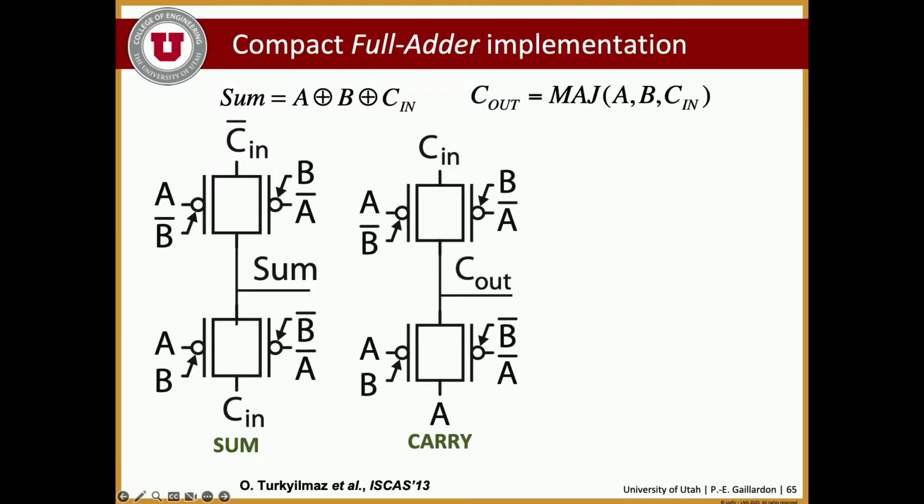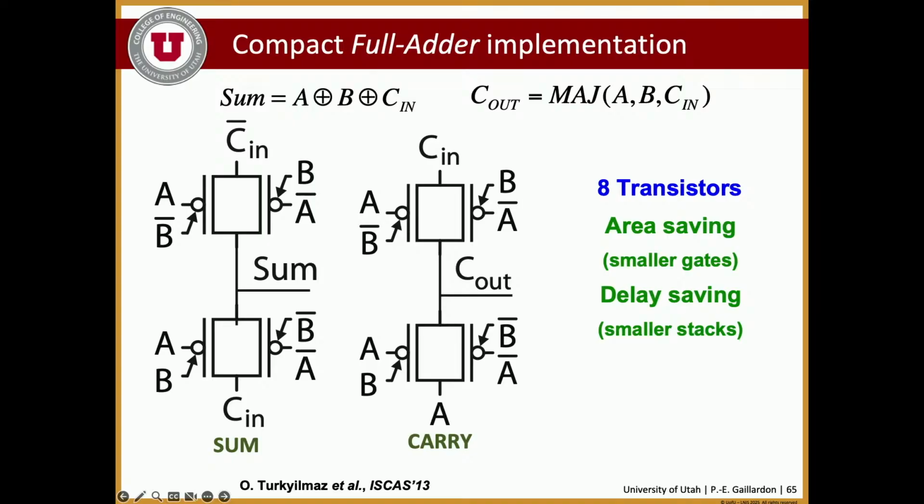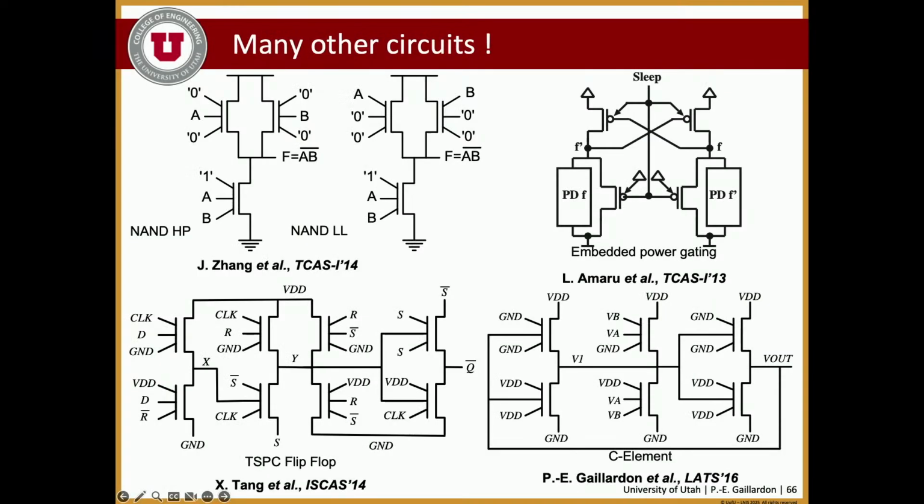So now implementing the sum, implementing the majority for the carry using the same type of structure with only less transistors. But there are many other circuits, right? We looked at compact NAND gates, we looked at flip-flops, we looked at asynchronous logic elements, embedded power gating, so a bunch of different stuff that you can do with that.